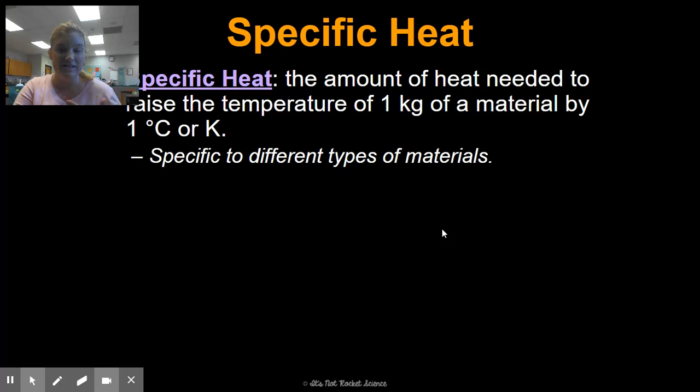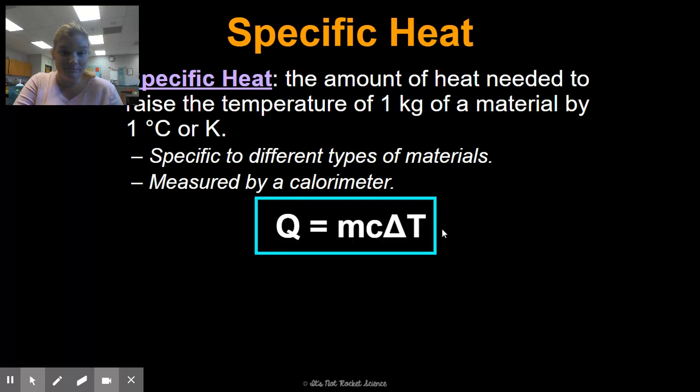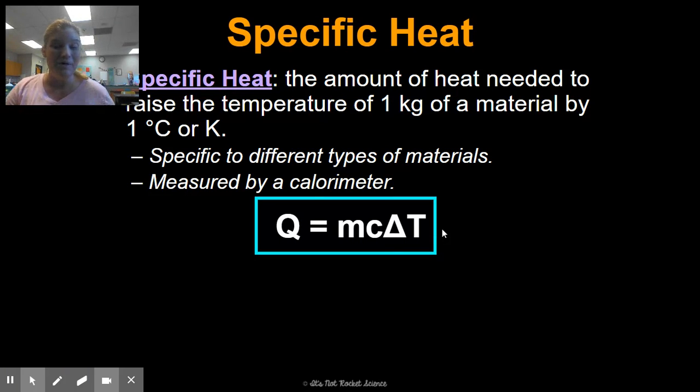And it's going to be very different based on the type of material, because we have either insulators or conductors. Maybe we can heat things up really easily. Maybe something resists being warmed up. So we measure it by a calorimeter. And we're not going to use calorimeters. One, every time we try to do a lab, we tend to go remote. But also, we don't have them here.